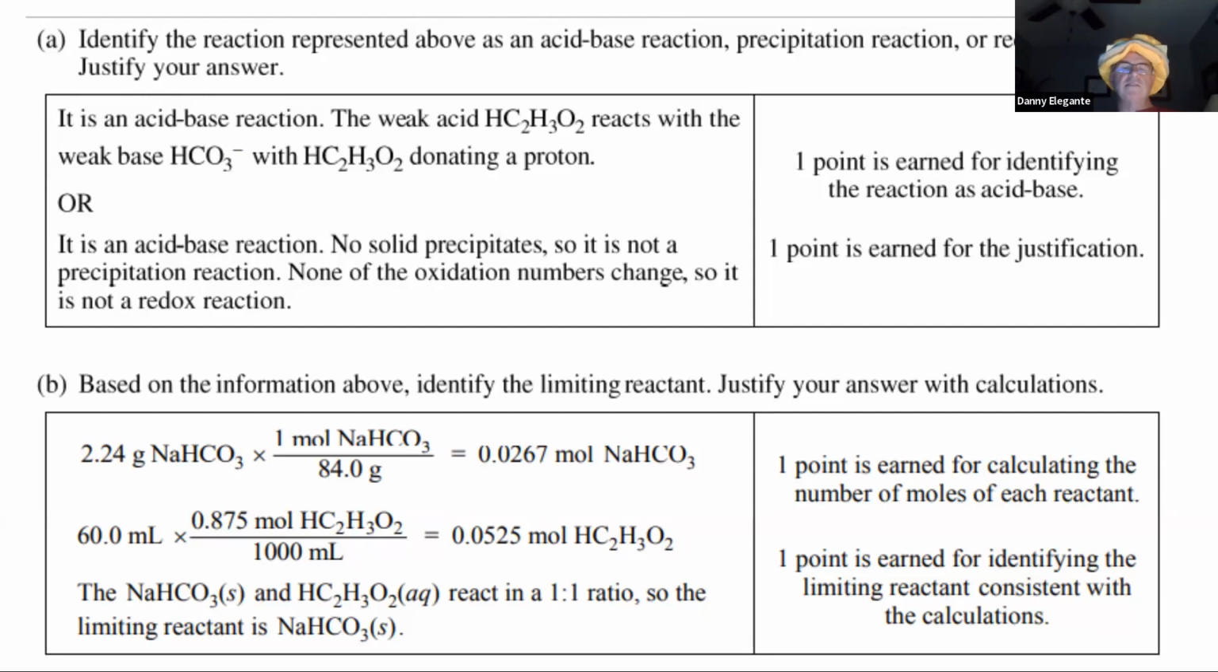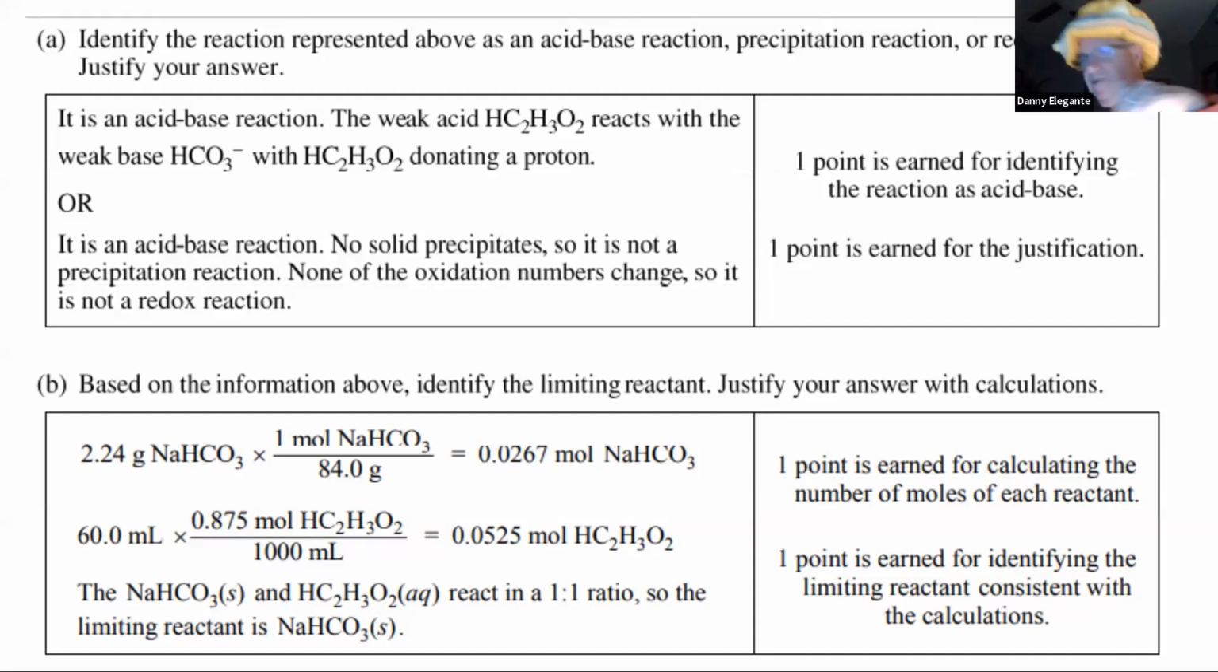And then this part B, 2 points. You got 1 point just for finding the number of moles. When in doubt, mole it out. If you're given grams, find moles. If you're given milliliters or something and it's asking for limiting reactants, find moles. And then you get 1 point for identifying it consistent with your calculations.